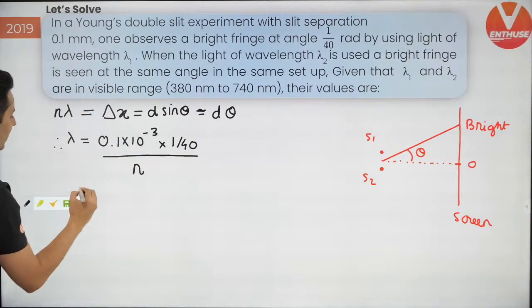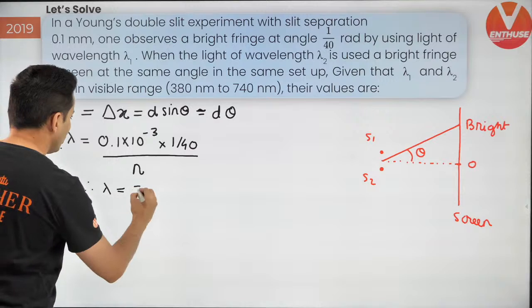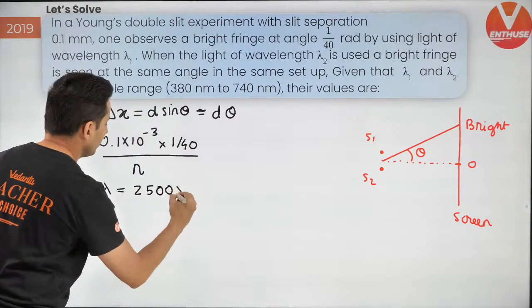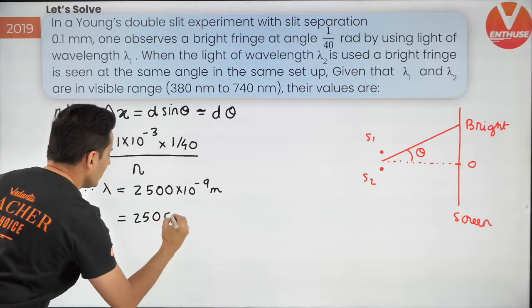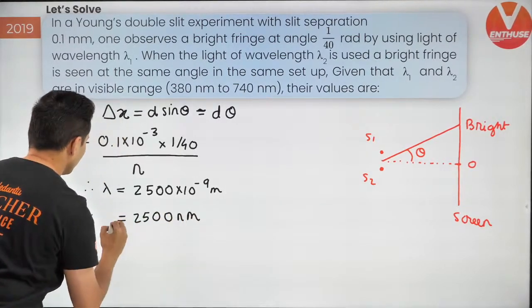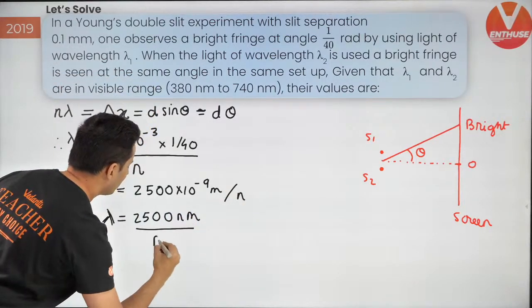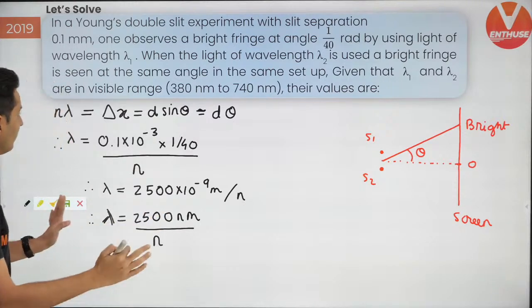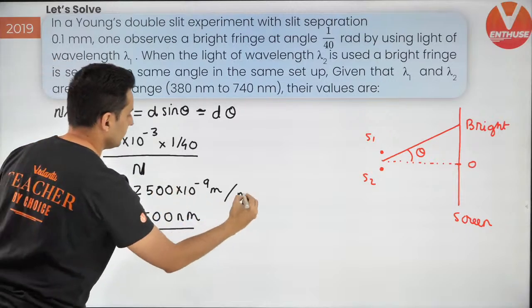Now what will this come out to be? You can do the math, just check how much you are getting. I'm pretty sure you will get something like 2500 into 10 to the power minus 9 meters, which is approximately 2500 nanometers. Check this out, and the whole thing is divided by n, of course. Don't worry, this n and this n will not cancel out. If you want, I will make this a capital N so that there is no confusion.